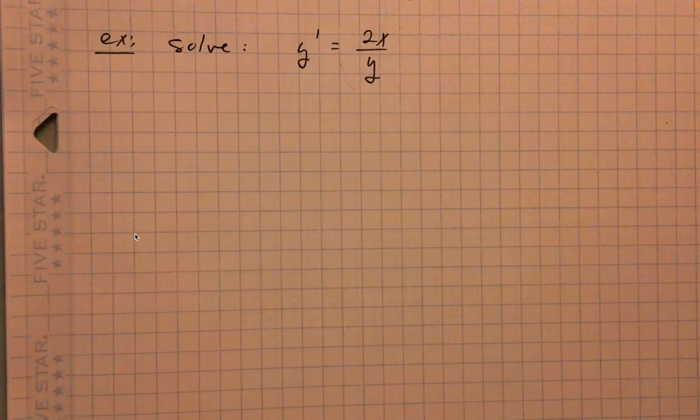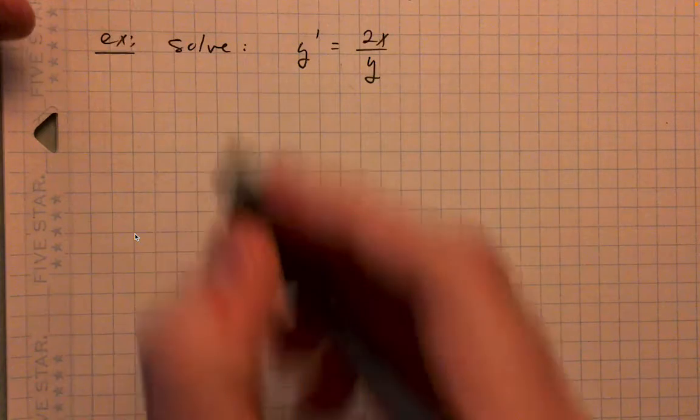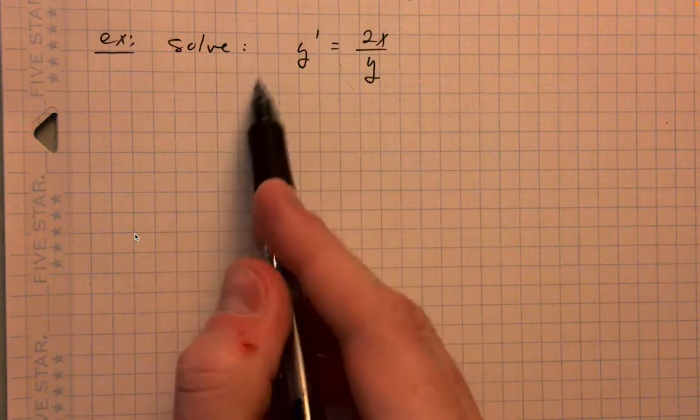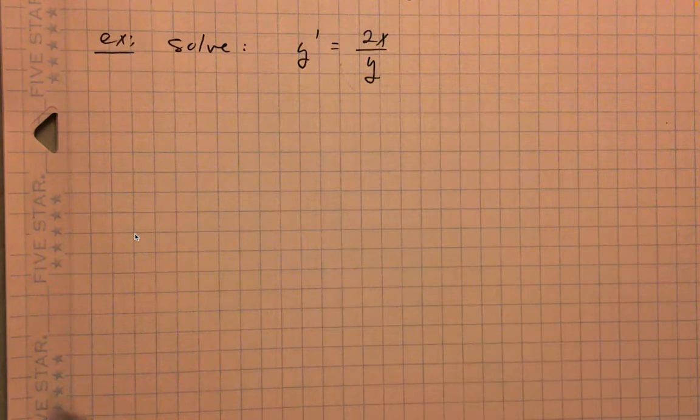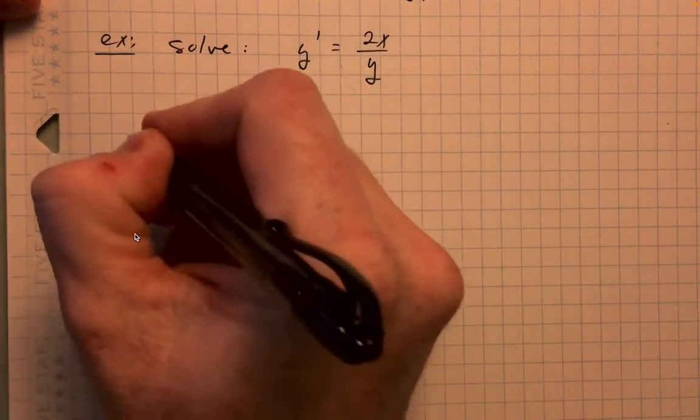The general idea behind separation of variables is to get all of the y variables on one side and all of the x variables on the other side. That's the chief machination at work with separation of variables, hence the name. Y is on this side, x is on that side. In this case, it's fairly straightforward to do that.